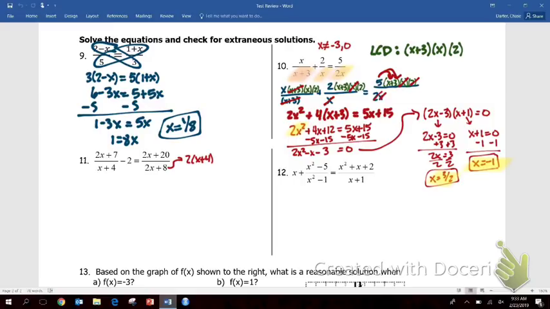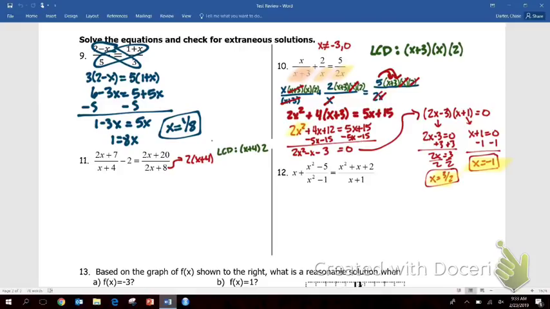We need to identify our LCD again. So LCD. In the first fraction, I need an x plus 4 to cancel out x plus 4. The second one doesn't have anything we need to worry about because the denominator is a 1. The last fraction, the third fraction, on the other side of the equal sign, the denominator is 2 and x plus 4. Well, I already have the x plus 4 taken care of, but I won't be able to cancel out the 2 unless I add a 2 to my LCD.